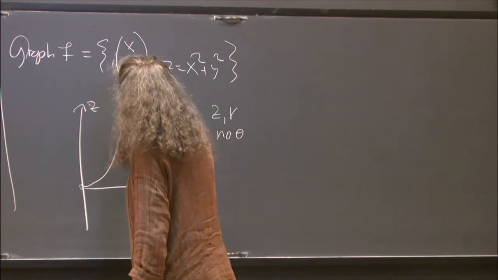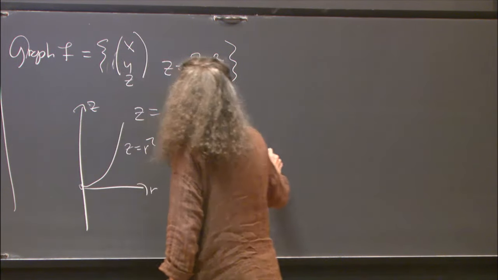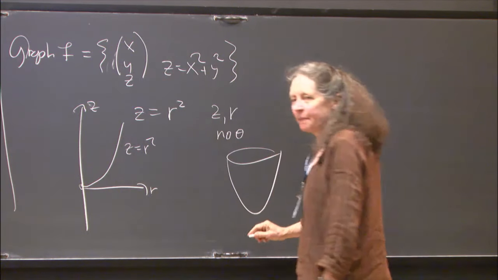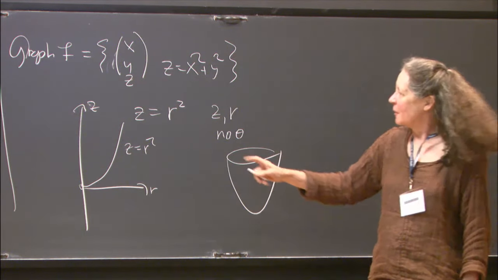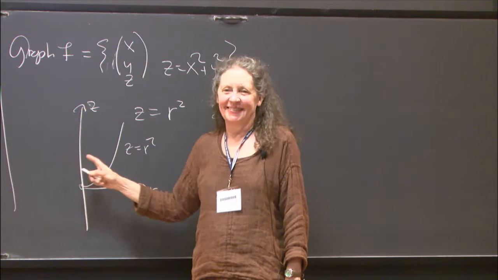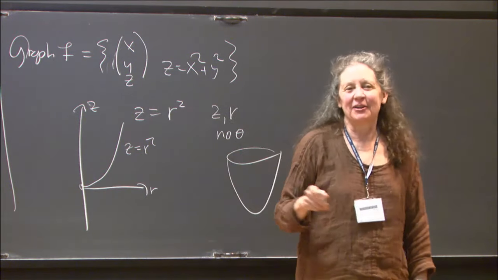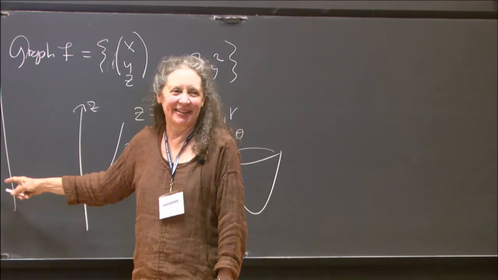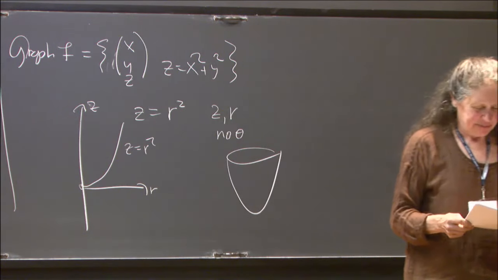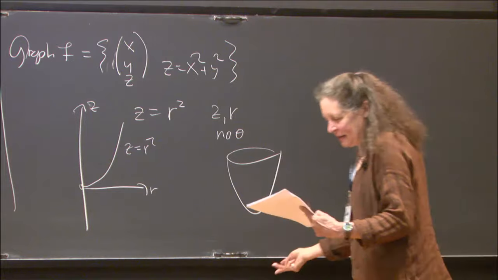The parabola z equals r squared, and then rotating it. Why is it only half plane? Right, but I don't allow r to be negative. Some people allow r to be negative, but I don't allow r to be negative. Okay, so that's the graph.